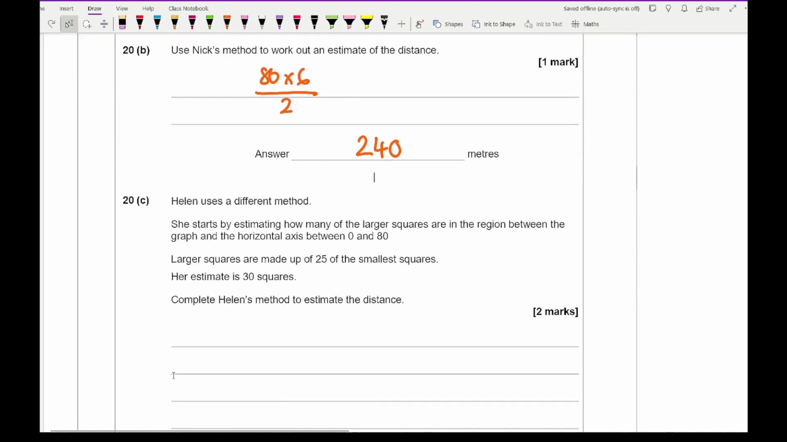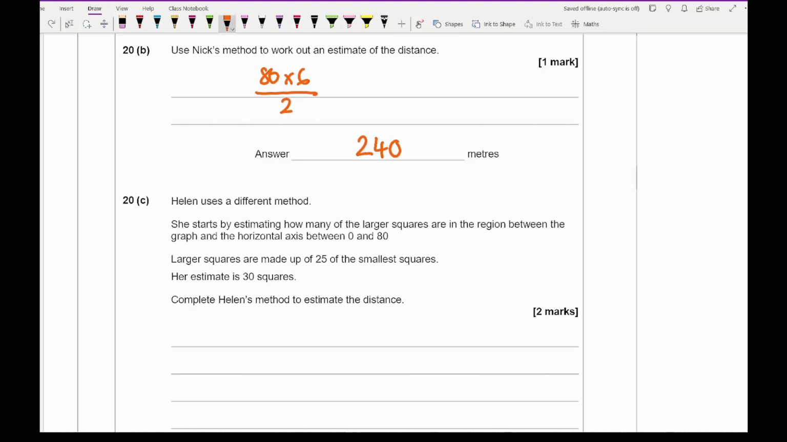It then says Helen uses a different method. She starts by estimating how many of the larger squares are in the region between the graph and the horizontal axis between 0 and 80. Larger squares are made up by 25 small squares, and her estimate is 30 squares. Complete Helen's method to estimate the distance.